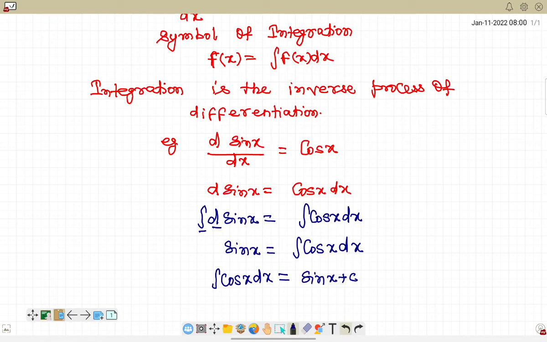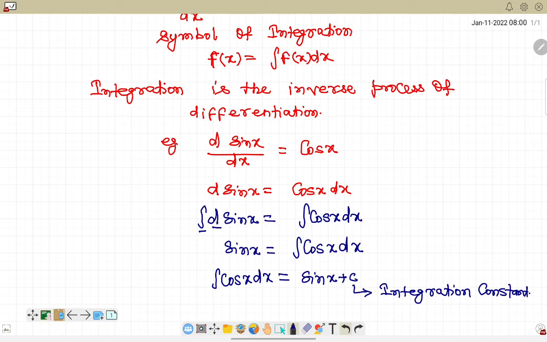Now we use a new term, c. This c is called the integration constant. I will discuss later why we use this c.